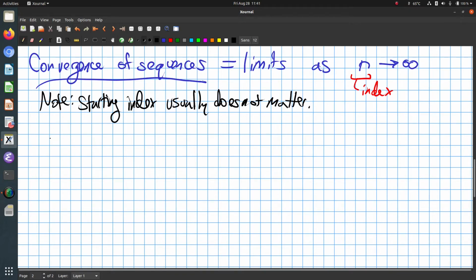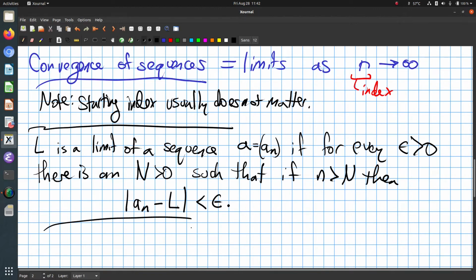But the point is that the idea of a limit is that as your index gets larger, do the terms in your sequence approach some particular value? There's a precise definition for a limit, and this is the sort of thing that terrifies calculus students all the time, but it's not too complicated. Here it is. Okay, it's a mouthful, but let's read it and let's break it apart.